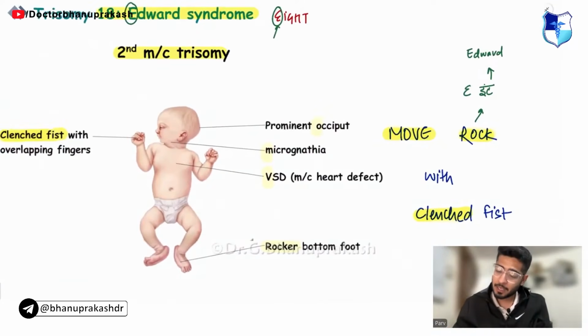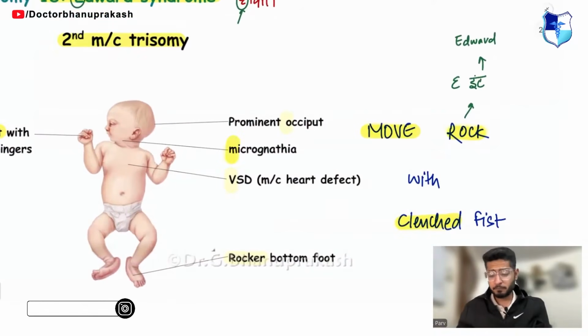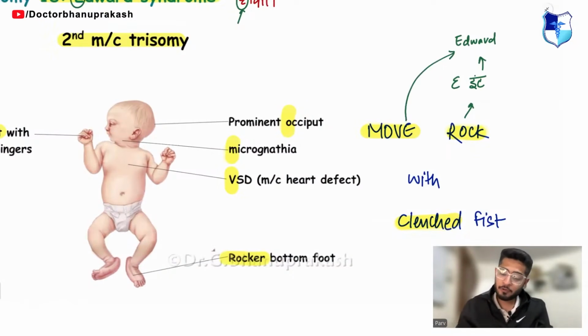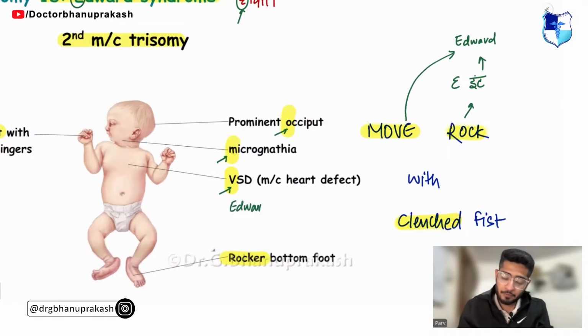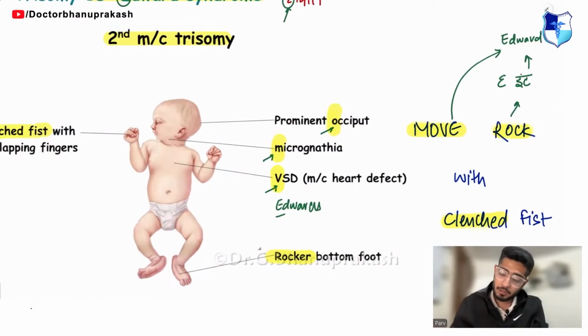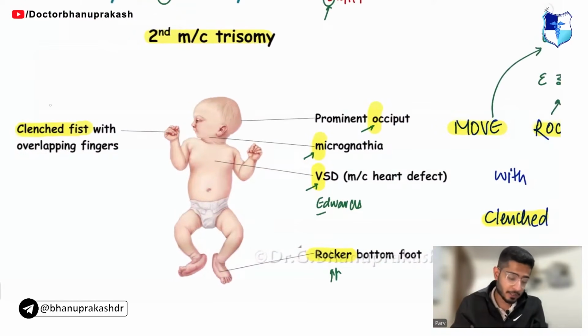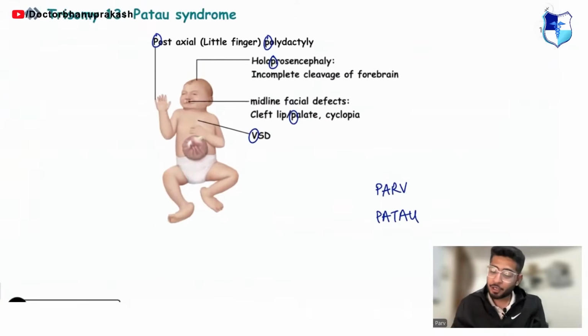Move is the mnemonic. M for micrognathia, O for prominent occiput, V for VSD. And rock with a clenched fist. E is actually Edwards only, and rock means rocker bottom foot, and clenched fist. Okay, coming on to Patau.